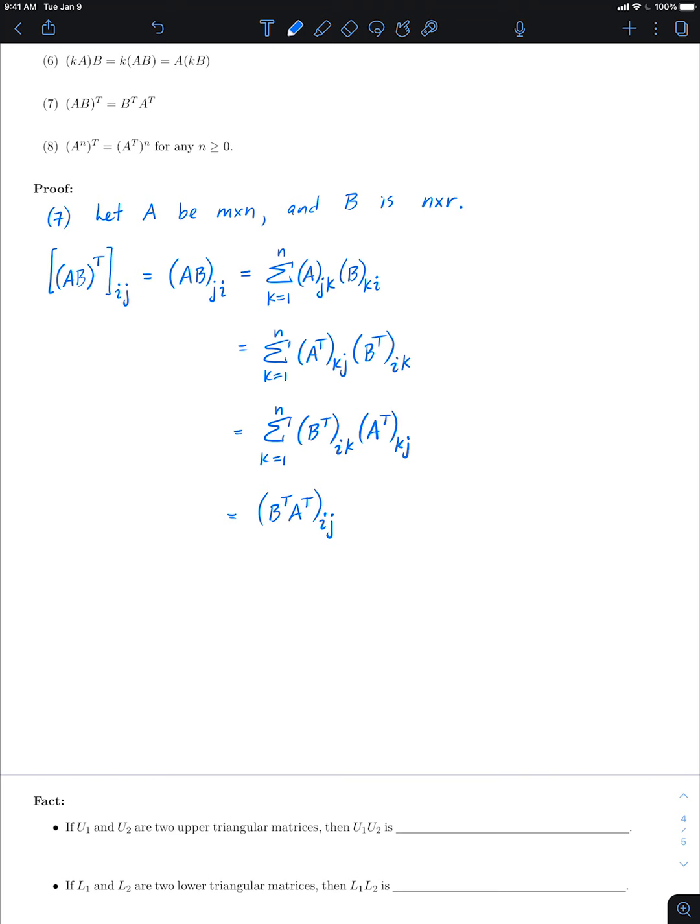And guess what that means? That means that we've said the entry from AB all transposed in the ith row and jth column is equal to the entry from B transpose A transpose in the ith row and jth column. And that's true for any indices i and j. So that means the two matrices are equal. Therefore, this property holds: the transpose of AB is equal to B transpose times A transpose. And that's the proof.